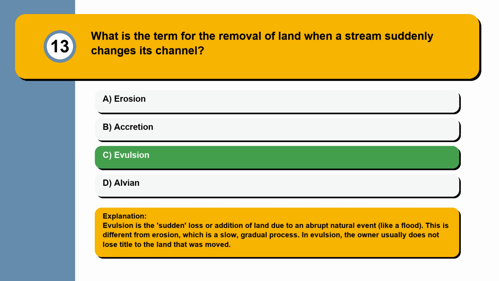Avulsion is the sudden loss or addition of land due to an abrupt natural event, like a flood. This is different from erosion, which is a slow, gradual process. In avulsion, the owner usually does not lose title to the land that was moved.